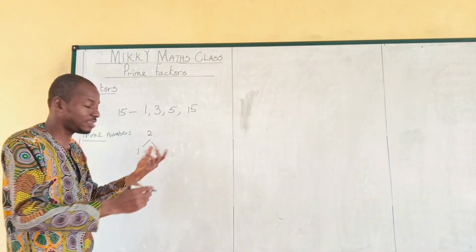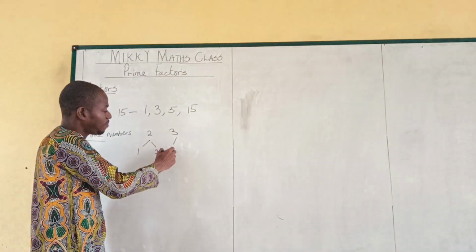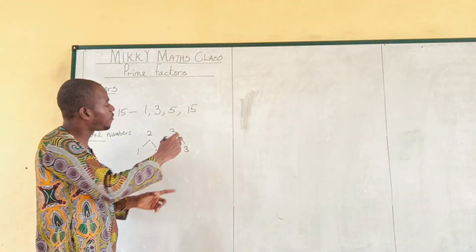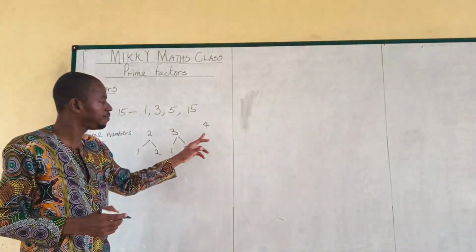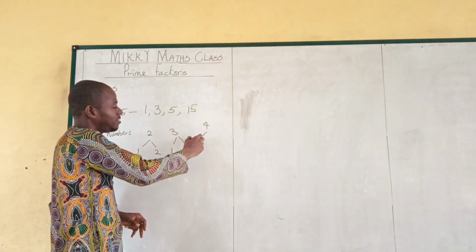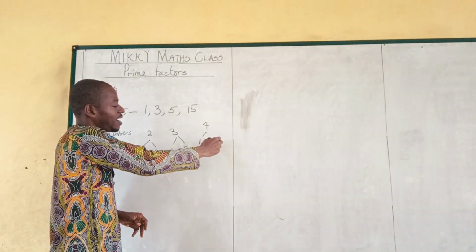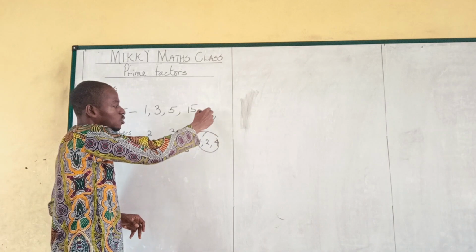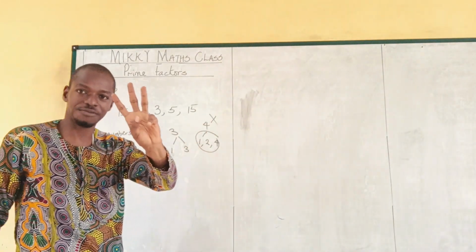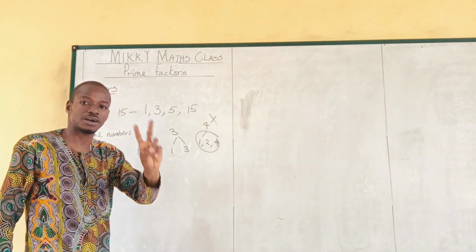The next prime number example, you have 3. 3 can be divided by 1 and can be divided by 3 itself. Let's look at 4. Is 4 a prime number? No, 4 is not a prime number because 4 can be divided by 1, can be divided by 2, and can be divided by 4 itself. So it doesn't qualify to be a prime number because it has 3 factors. And earlier we said that prime numbers are numbers that have just 2 factors.